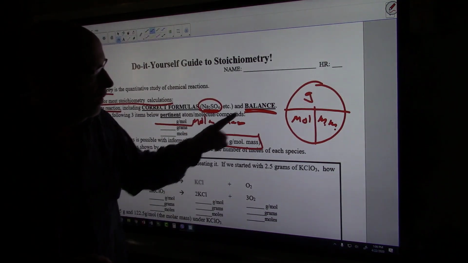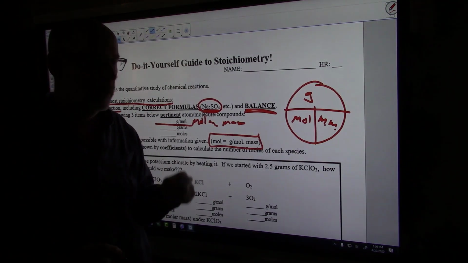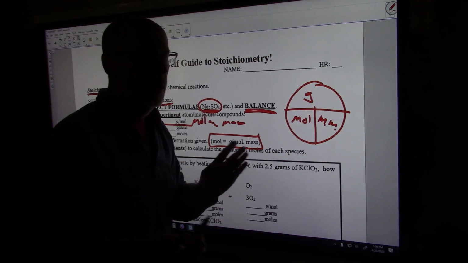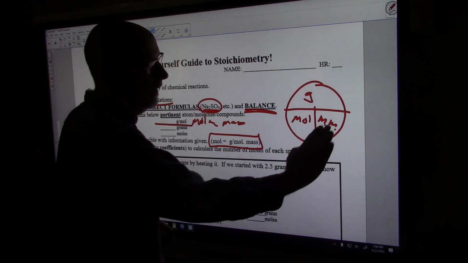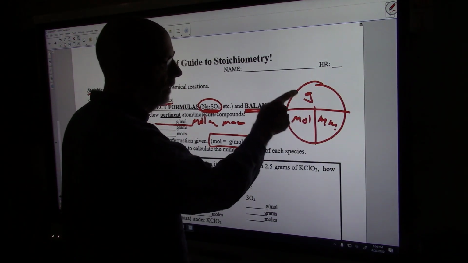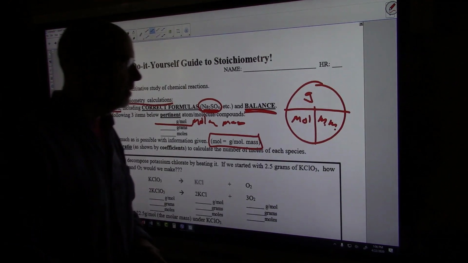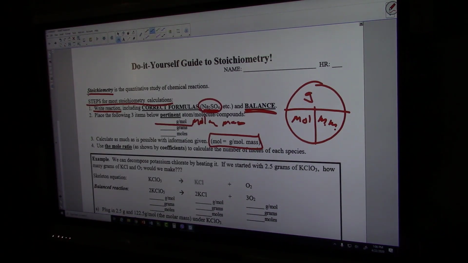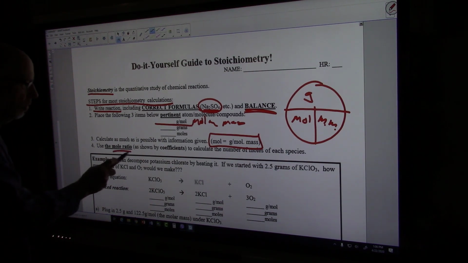Let's say that you know the grams and the molar mass and you want to calculate the moles. You cover up the moles and you have grams divided by molar mass. Once in a while you'll have to calculate the molar mass, so you cover up molar mass and you're left with grams divided by moles equals molar mass. So this is kind of a shortcut way to do the molar mass thing. And we're also going to be using the molar ratios.